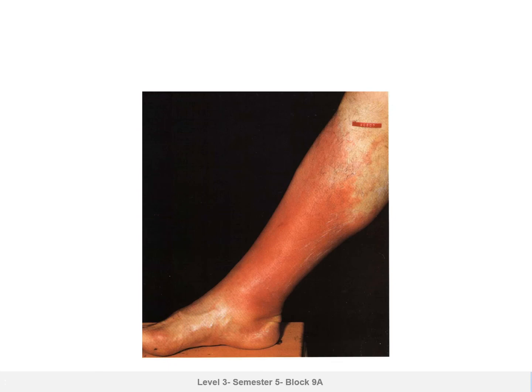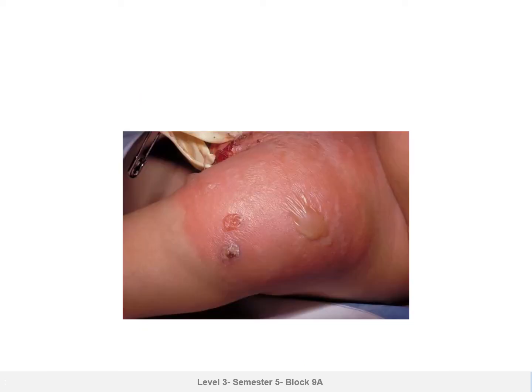This photo shows erysipelas, which has a well-defined border. This photo also has vesicles and pus on the surface of the lesion.